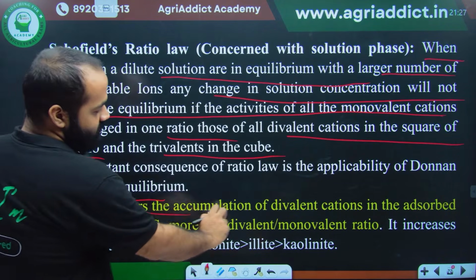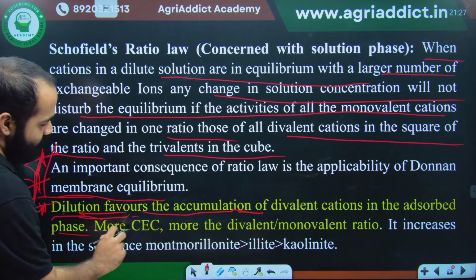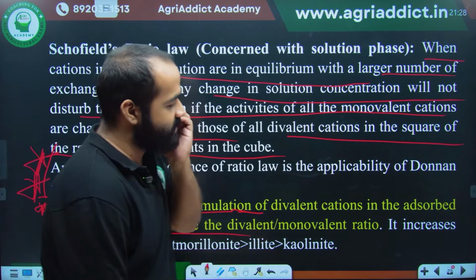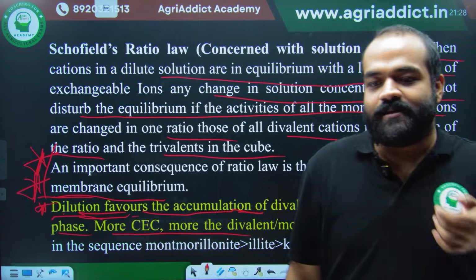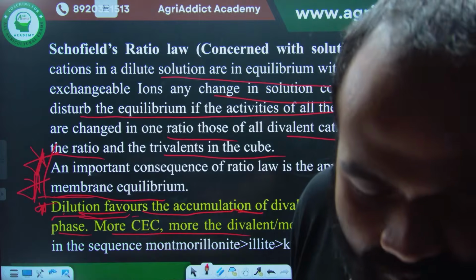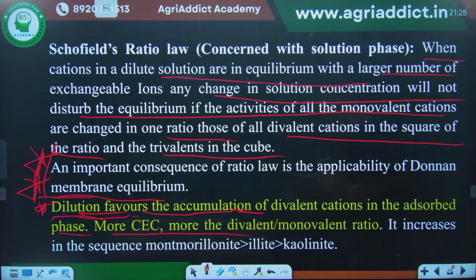Dilution favors the accumulation of divalent cations in the adsorbed phase. More CEC, more is the divalent to monovalent ratio. So you tell me whether you want an explanation of the ratio law or should I skip to the next part, because we have very little time. If you want explanation, I can give it. If not, we will move on. Please, anyone write? I'll wait for some time.